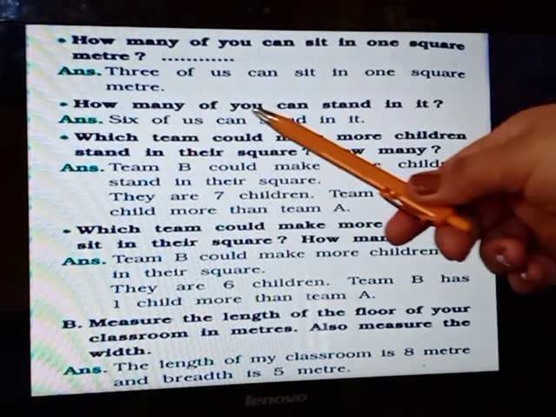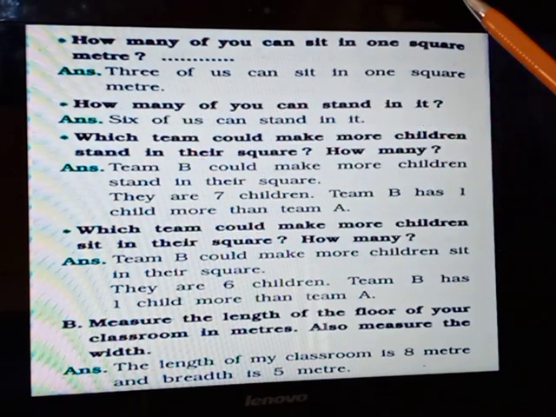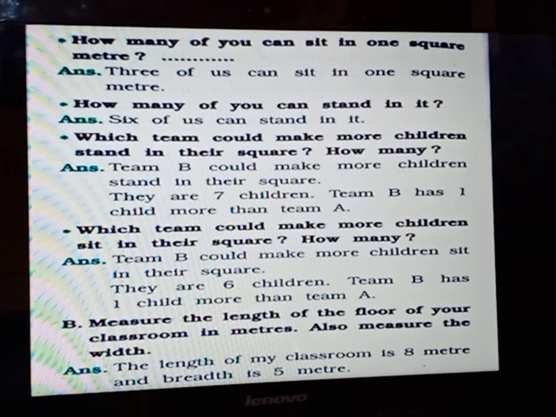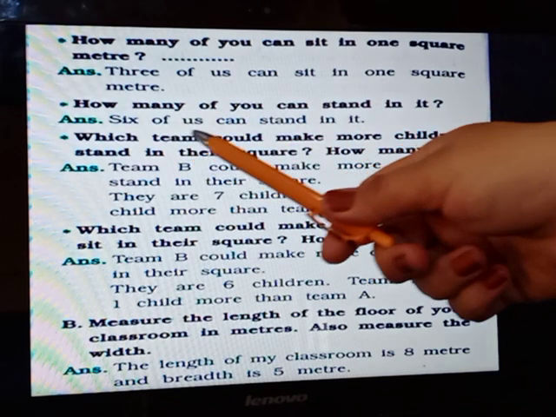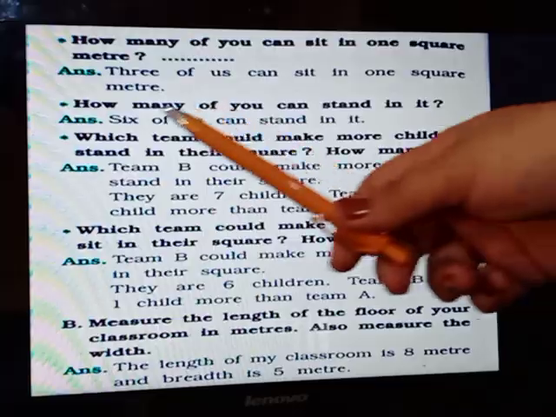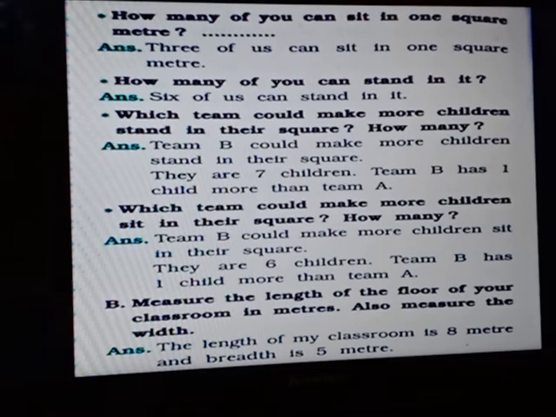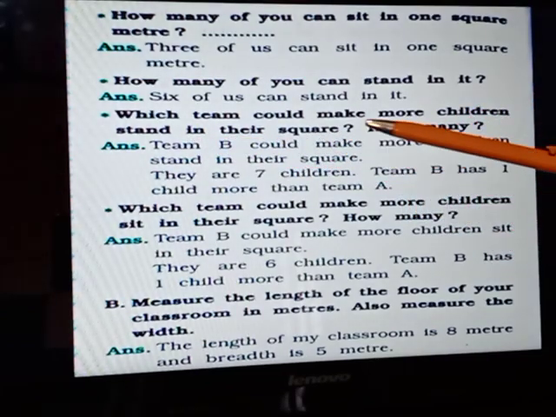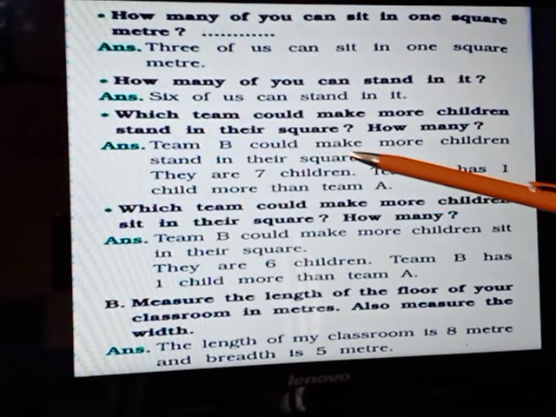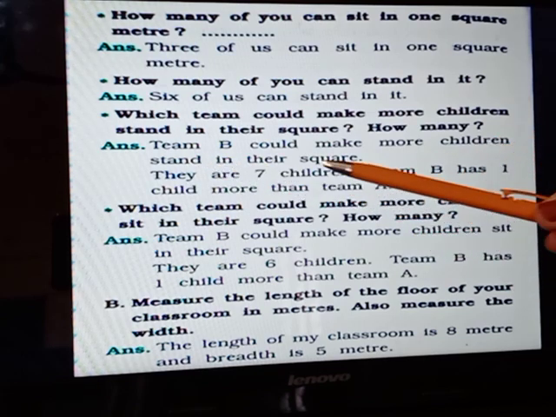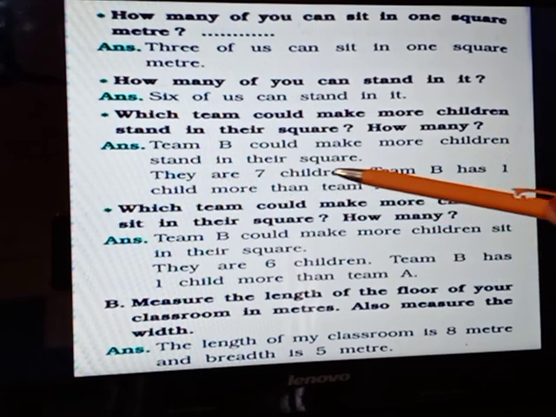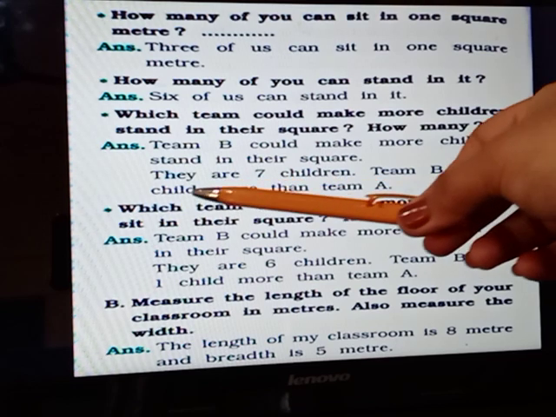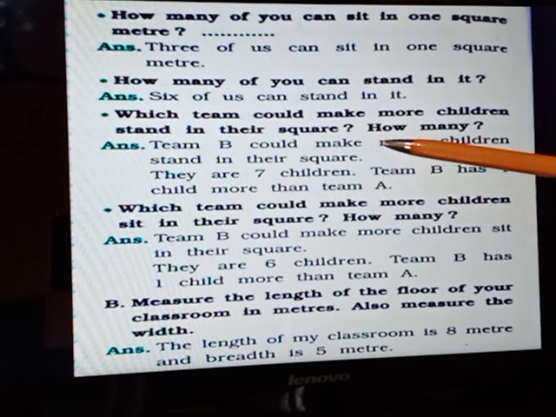Next is, how many of you can stand in it? Obviously it will take more space for sitting, but while we are standing it will take a small space, right? So 6 of us can stand in it. Now our next question, which team could make more children stand in their square? How many? Team B could make more children stand in their square. They are 7 children. Team B has 1 child more than Team A.